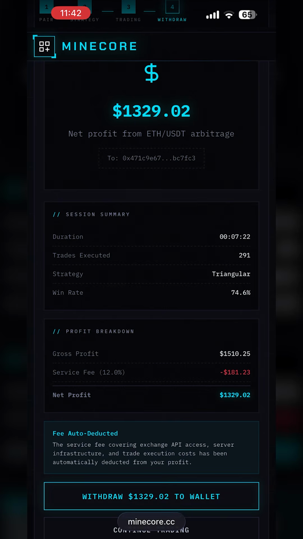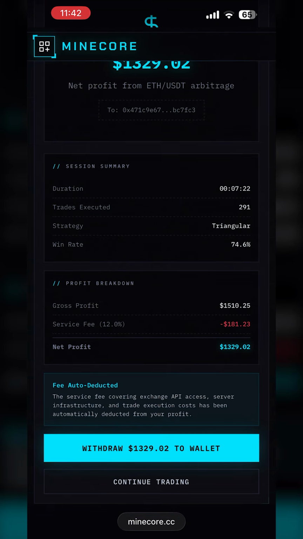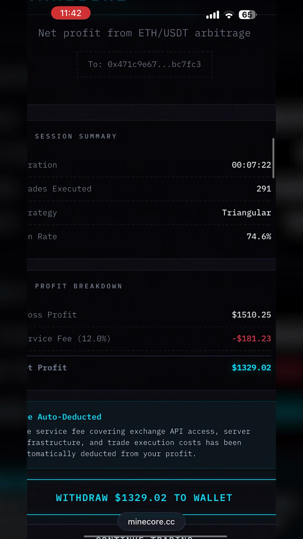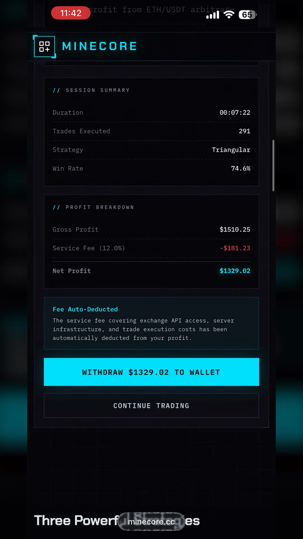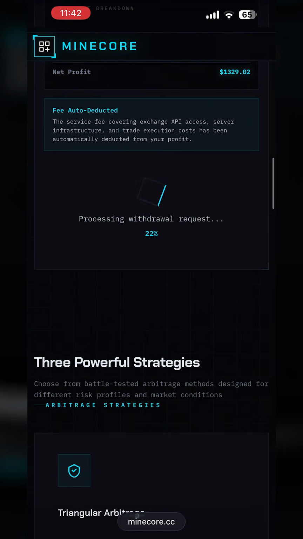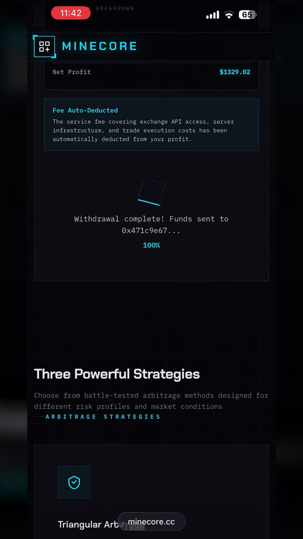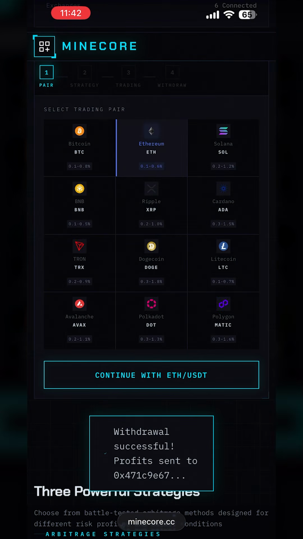Okay, session's complete, and this summary screen is the full record. How long the session ran, total trade count, which strategy was active, win rate, and then the net figure at the bottom with the platform's fee already pulled out. That bottom number is what the whole session was building toward. Now I press withdraw, and now it processes transferring. It takes a few minutes to settle fully, so I want to use this time to get into something I think matters more than the demo itself.